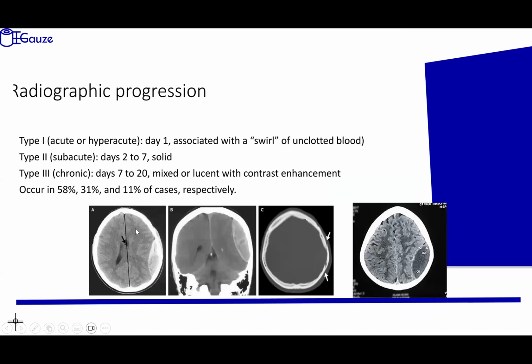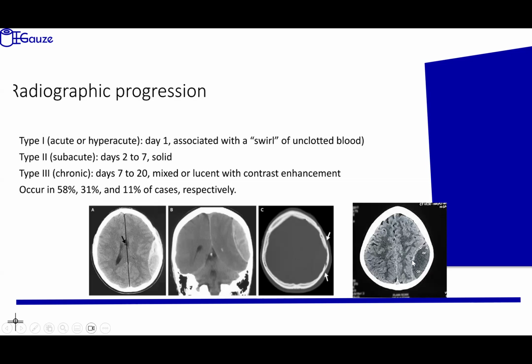There are different types of presentation of epidural hematoma radiographically. It can be acute or hyperacute, and sometimes there will be something called swirl sign, like in the case of active bleeding. The other type can be subacute, which is days 2 to 7. And the third one is chronic, which is 7 to 20 days.